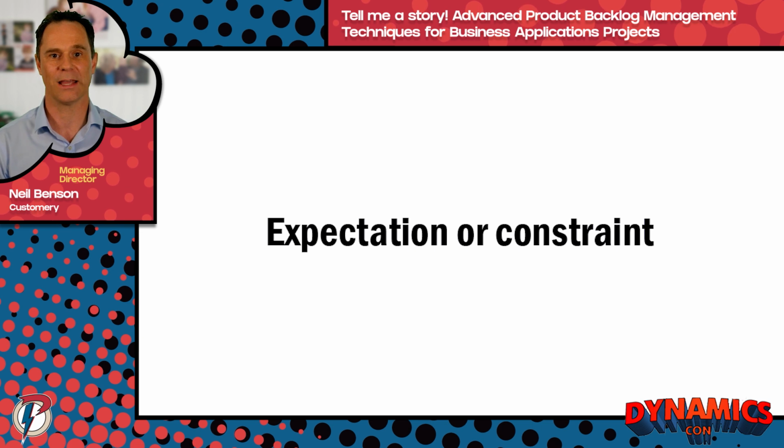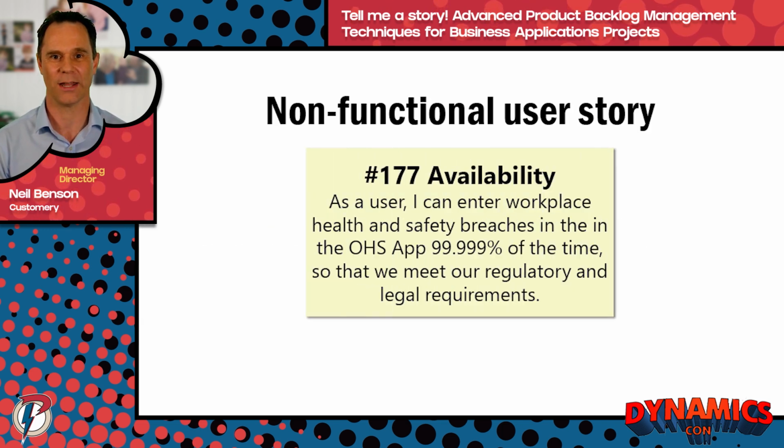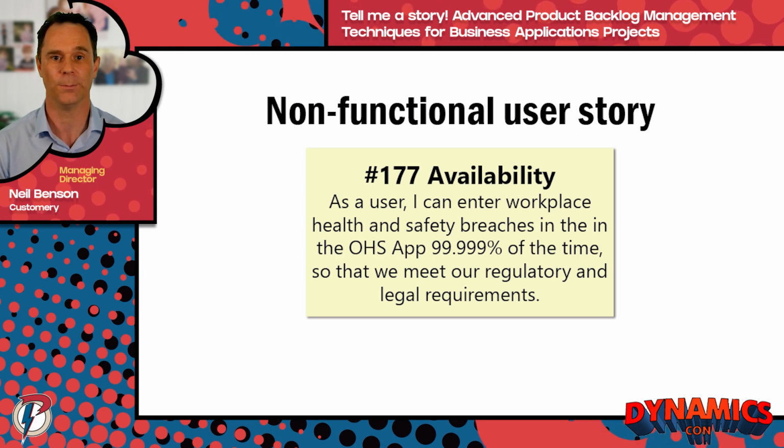For example, the application needs to be available. Availability is a property of the system rather than a feature, so we can describe our availability expectation as a non-functional requirement. We could try and capture that availability non-functional requirement as a user story if we wanted to.